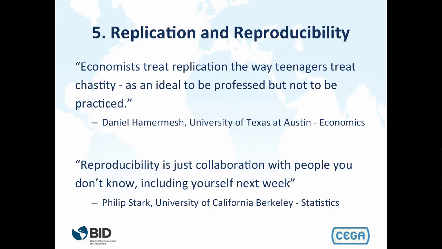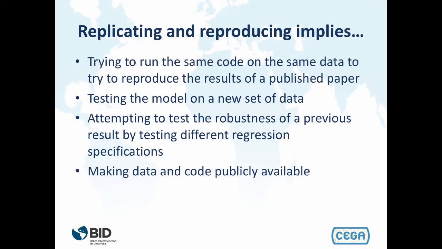The next big issue facing transparency is, of course, replication and reproducibility. Replicating and reproducing implies several different possible things. First, it could imply that we're trying to run the same code on the same data to reproduce the results of a published paper. It could mean that we're testing the same model, but on a new set of data. It could also mean that we're attempting to test the robustness of a previous result by testing different regression specifications. But certainly, in order to do any of these things, we do need to make data and code publicly available.